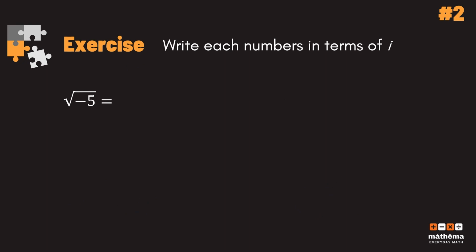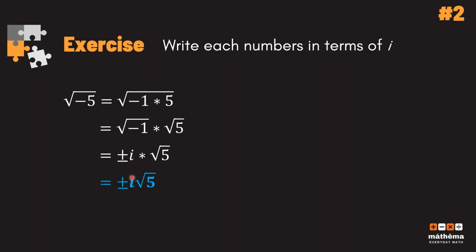More examples. We have the square root of negative 5. This is equal to negative 1 times 5, and then the square root of negative 1 times the square root of 5, and that will give us I times the square root of 5. This will be our answer.